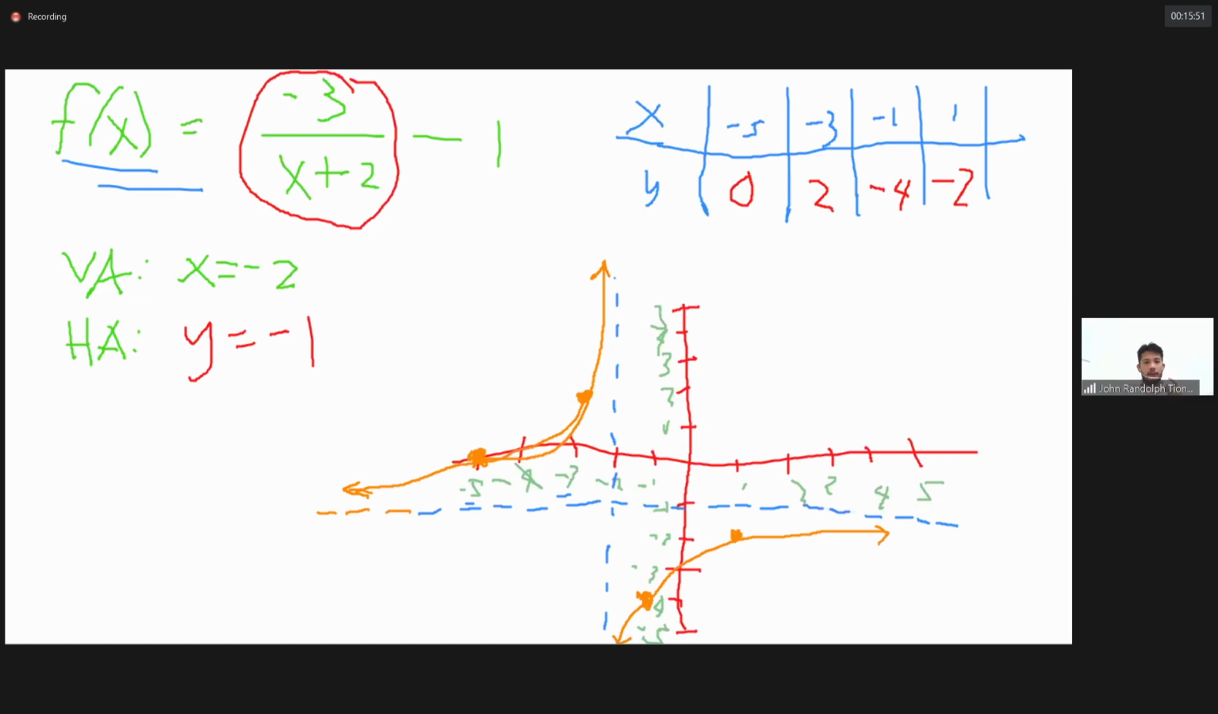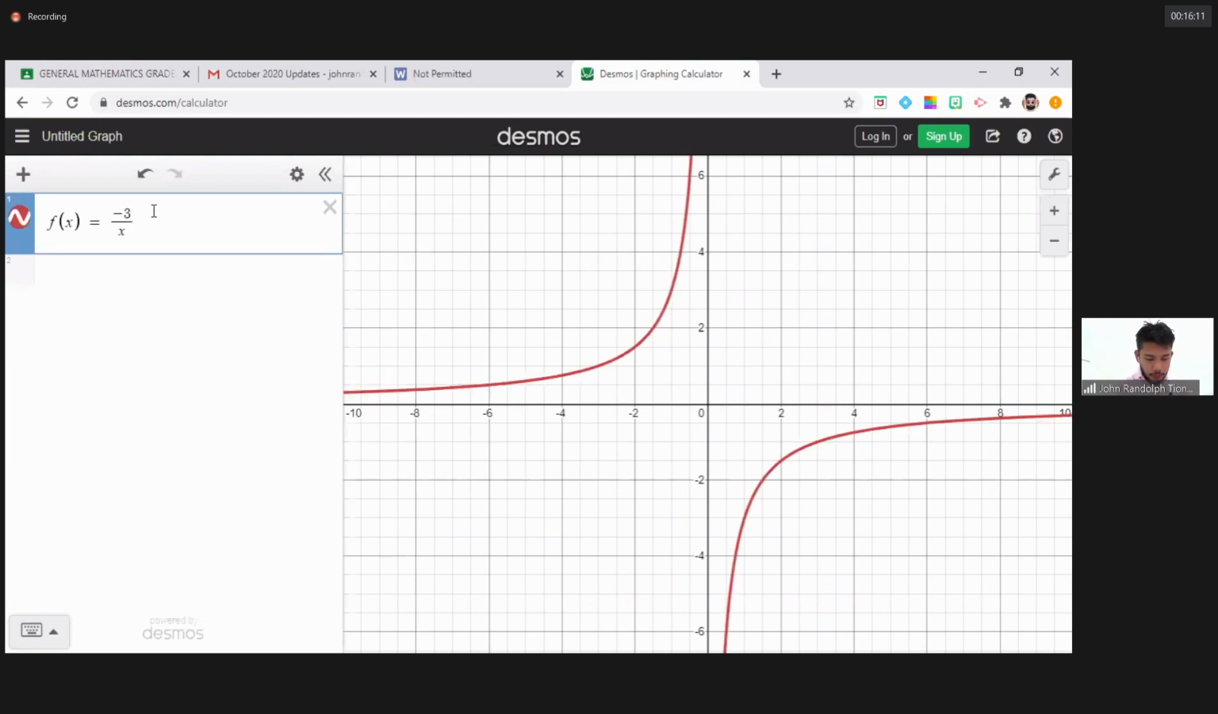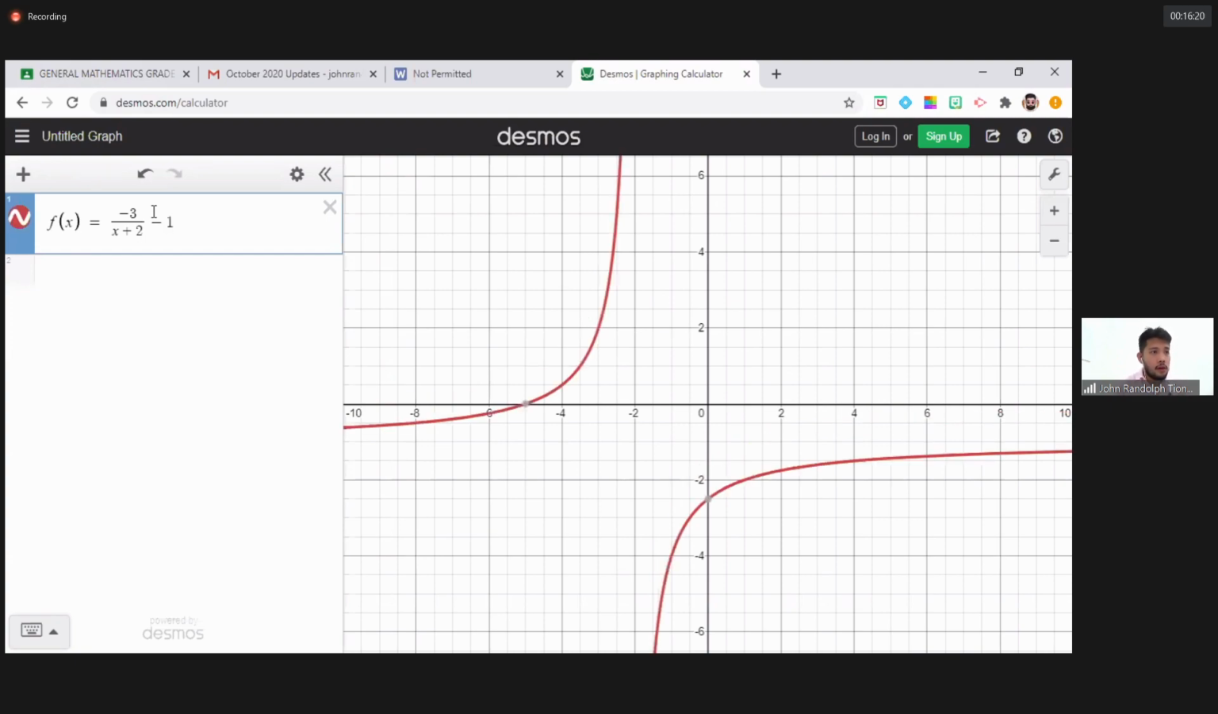When you share ako ha. Negative 3 over, memorize ito yung equation, negative 3 over x plus 2 minus 1. Okay, negative 3. Nakita niyo na ba yung naka-display? Negative 3 over x plus 2 minus 1. Minus 1, tama. Okay, look at here our graph.